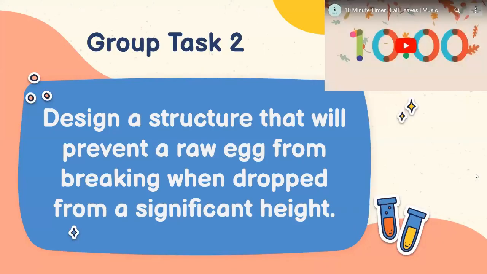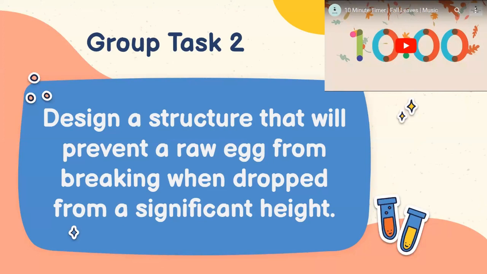Okay, another group task. I want you to design a structure that will prevent a raw egg from breaking when dropped from a significant height. I'm not going to tell you what you need to know about this, what you should do exactly. I will just give you the materials and I will give you 10 minutes. Think creatively, critically. How can you protect the egg from falling? We'll try this later.